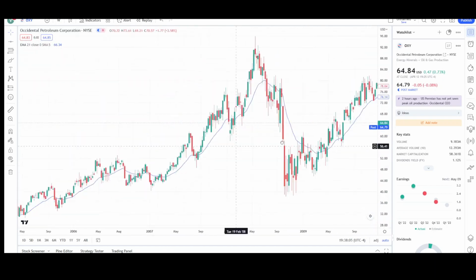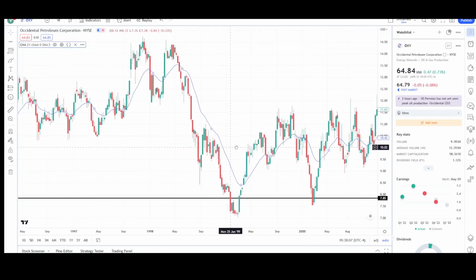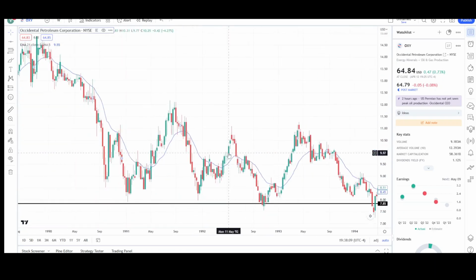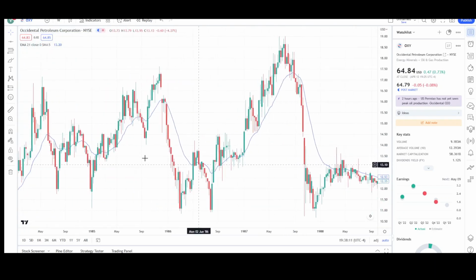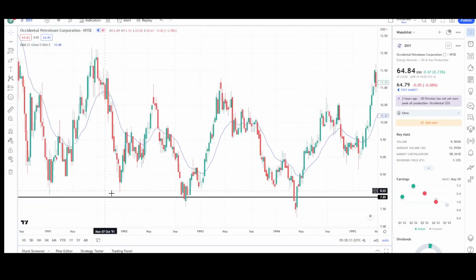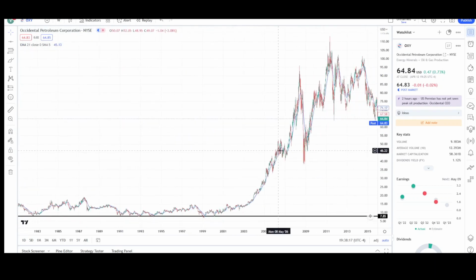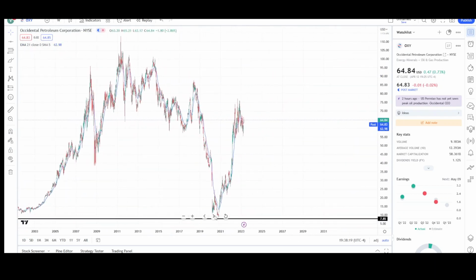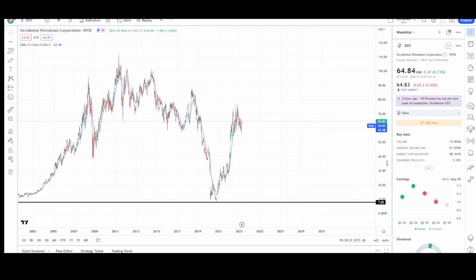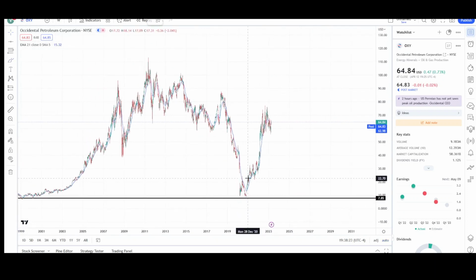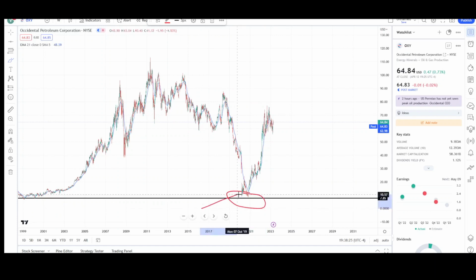So you can see that for some reason buyers were not letting the price get below it, and stay below it for a long time. You can see it was acting as a strong support throughout the decades, this $8 level. Now if we go back to a more recent time, what happened right here in 2020 and 2021, prices reached that $8 level or close to it, and it was the bottom.